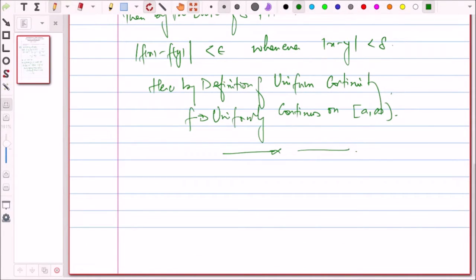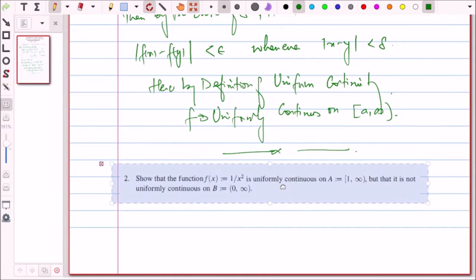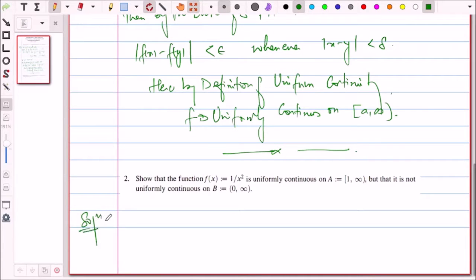Now let us move to question number 2. In question number 2, we are given the function f(x) = 1/x², and we have to show that it is uniformly continuous on the interval [1, ∞), and it is not uniformly continuous on the interval (0, ∞). Again we will proceed as in the first question. We start with any epsilon greater than 0. So let epsilon greater than 0 be any real number.